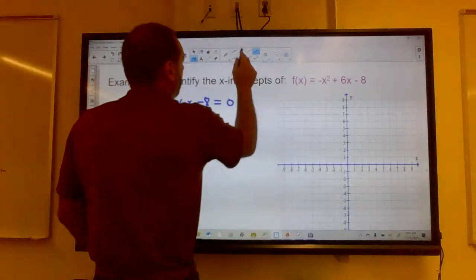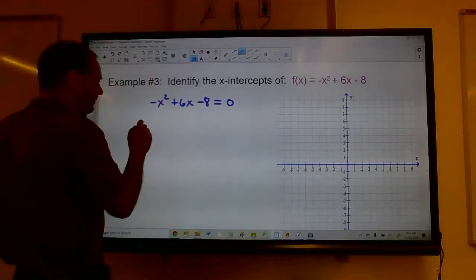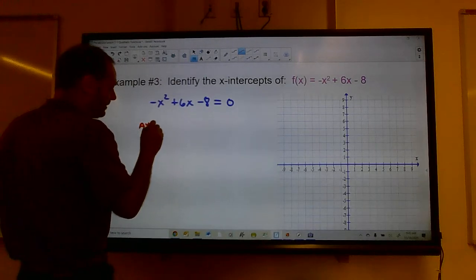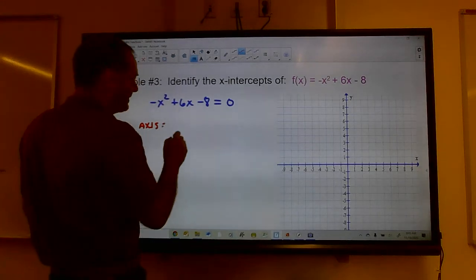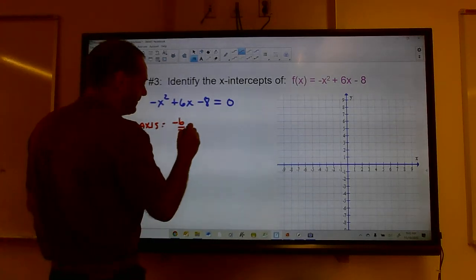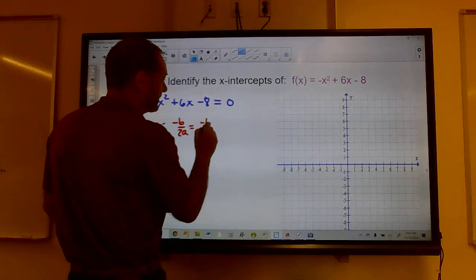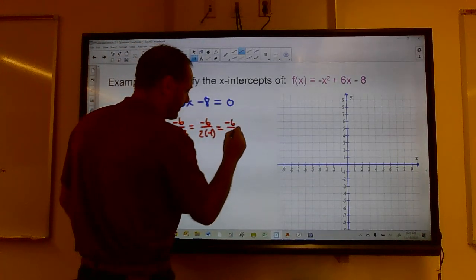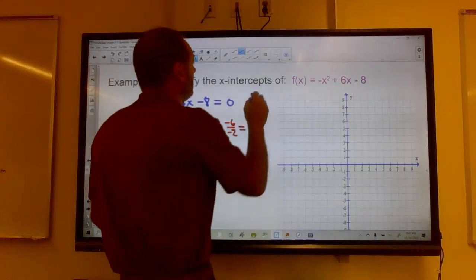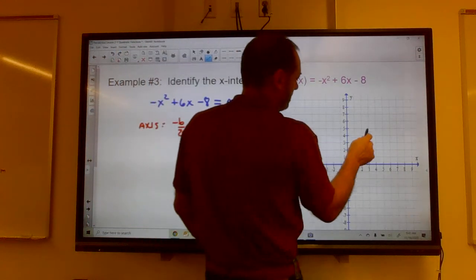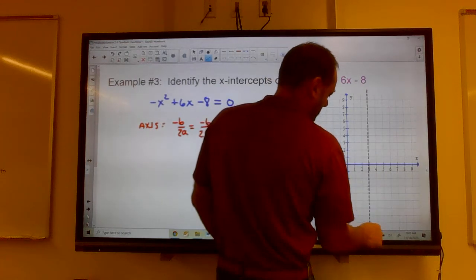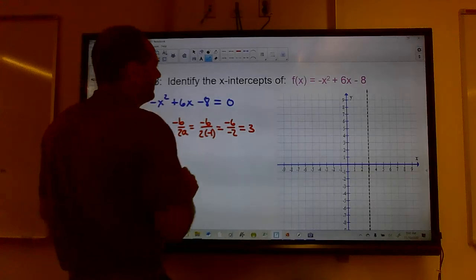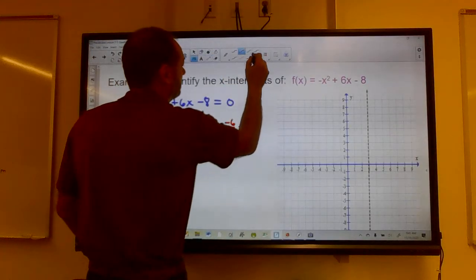Okay, so if I'm going to graph this thing, remember the axis of symmetry is at -b over 2a. So that's at -6 over 2 times -1, which is -6 over -2, which is 3. So we'll put an axis of symmetry at 3. Next, I'm going to find the vertex.